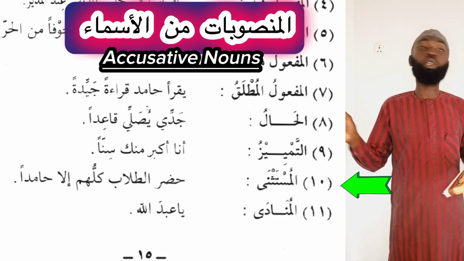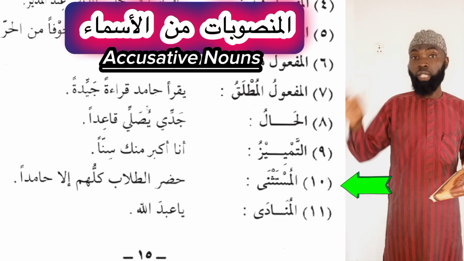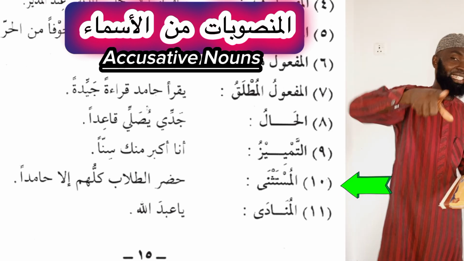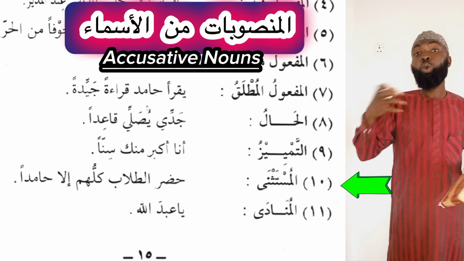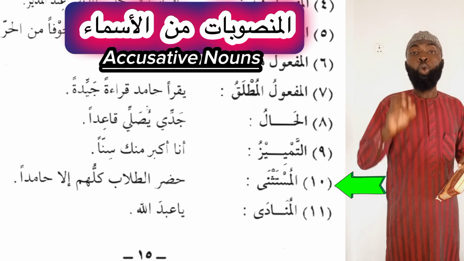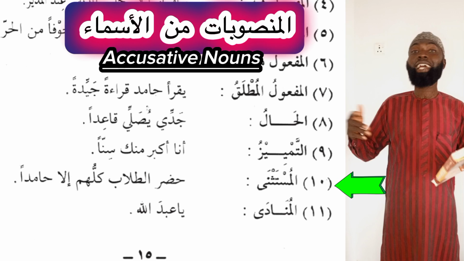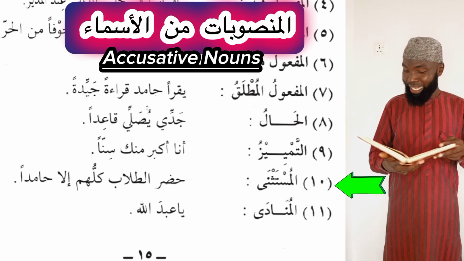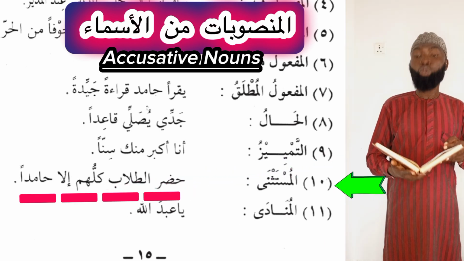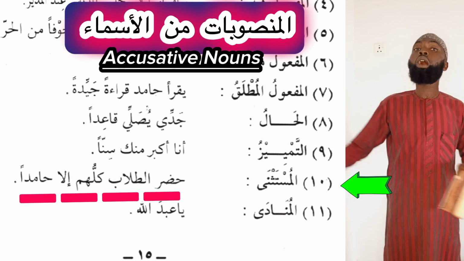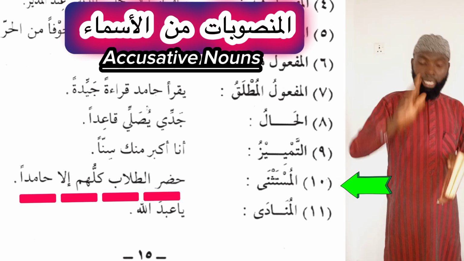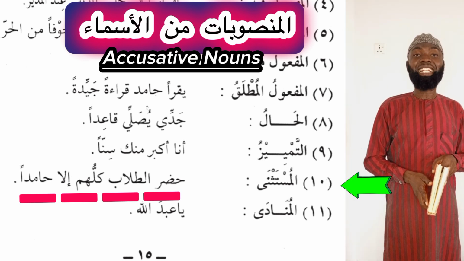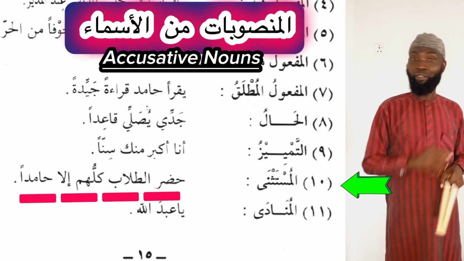If I had said Ja'at tullabu, you will think that all the students came. But when I say illa, except Muhammadan, the word which is being exempted will be carrying fatha, in the accusative case of mansub. An example, as you can see here, hadarat tullabu kulluhum, all of the students were present, illa hamidan, except for Hamid. You can see this carrying fatha.